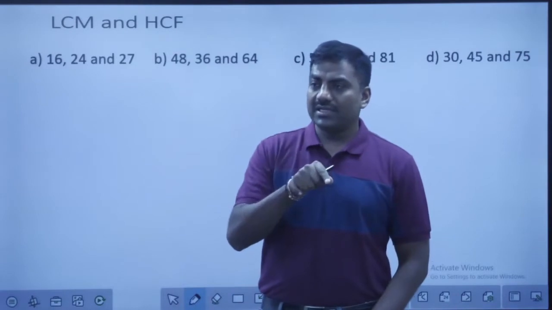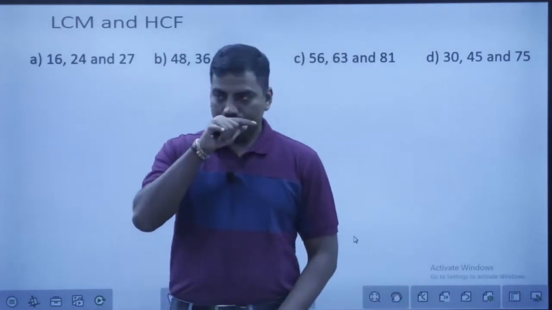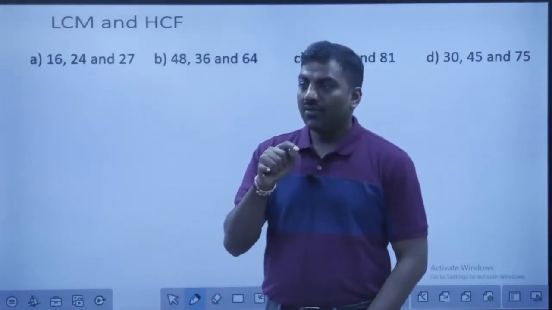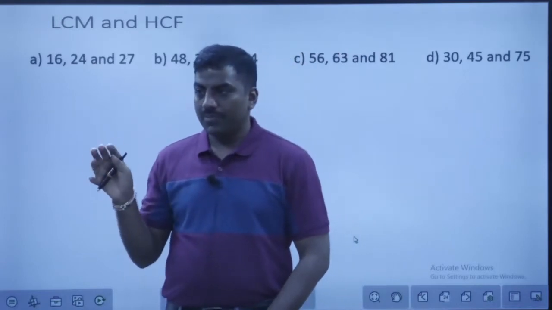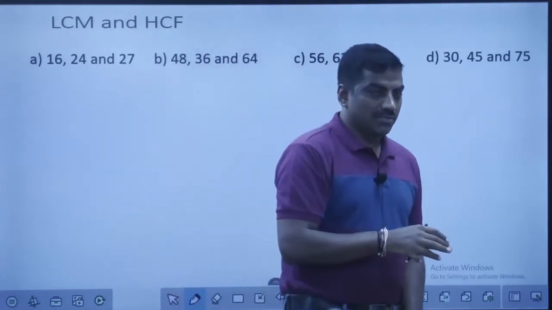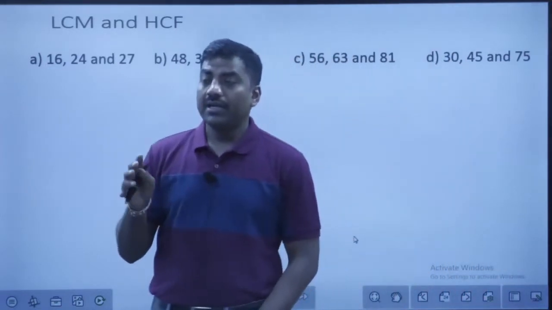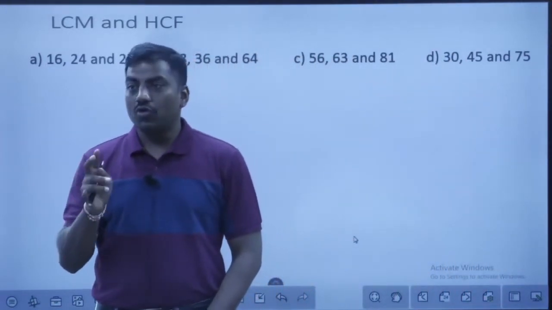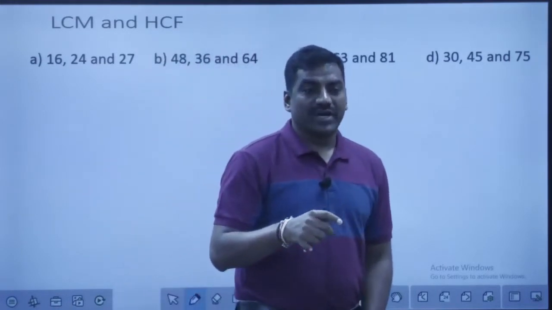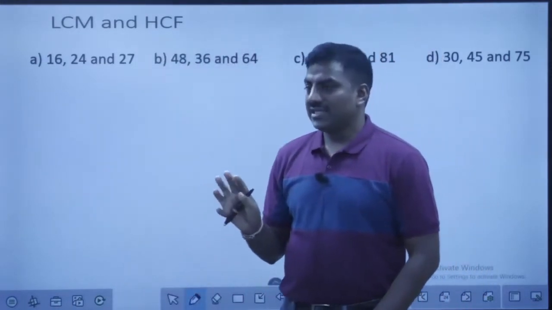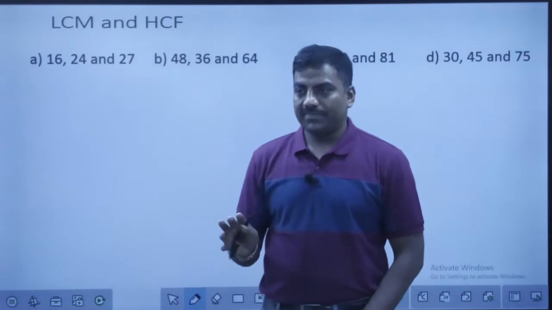And when you read the question, you will understand whether you are looking for a bigger number or a smaller number. If you are looking for a bigger number at the end, then you are finding LCM. If you are looking for a smaller number, then you are finding what? HCF. As simple as that. Okay.